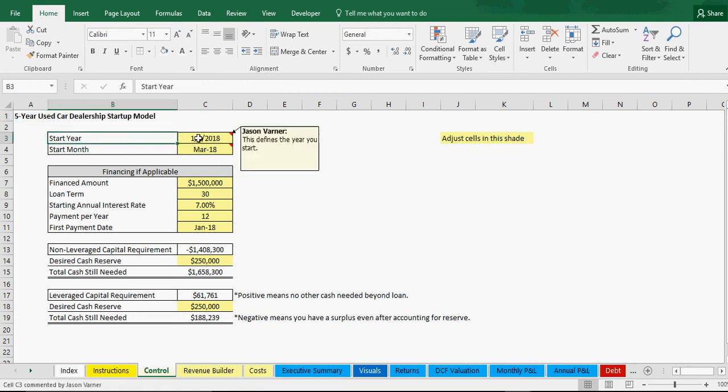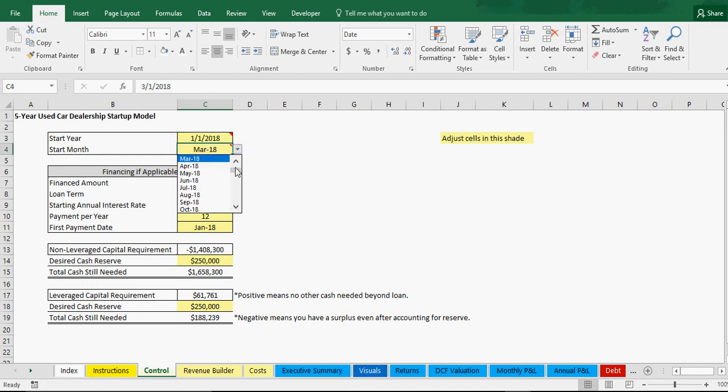You just put in your start year and start month. Based on the start year, this is just going to populate whatever monthly drop downs need to happen. For example, below, based on this being 2018, it's going to give you the ability to select months from January of 18 through the next 5 years.